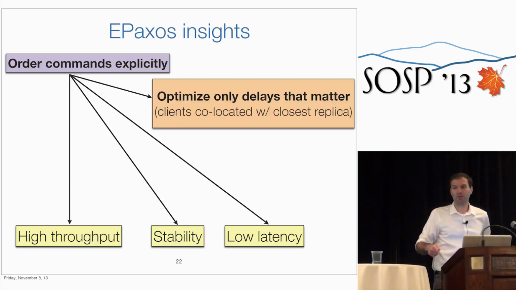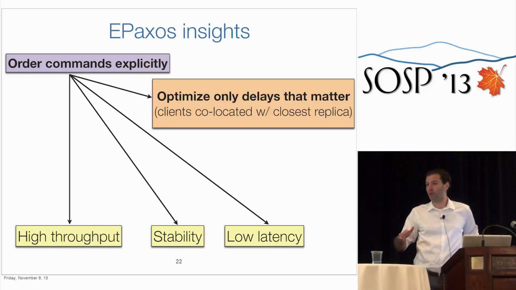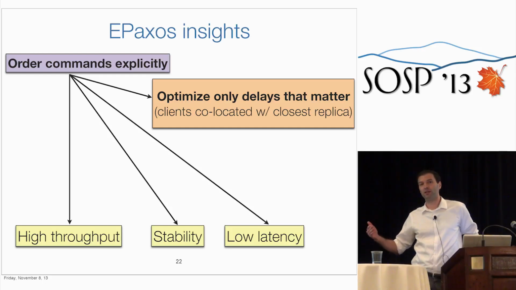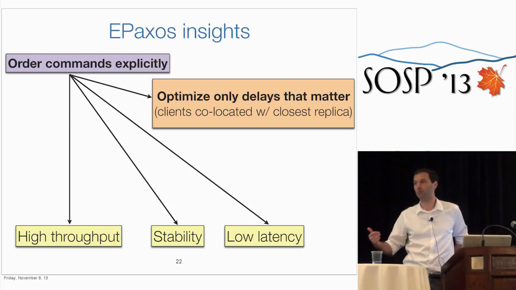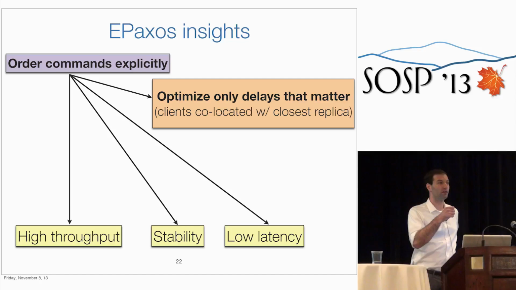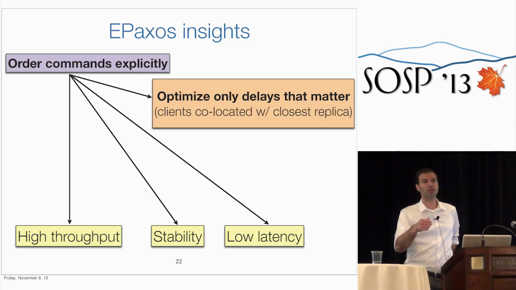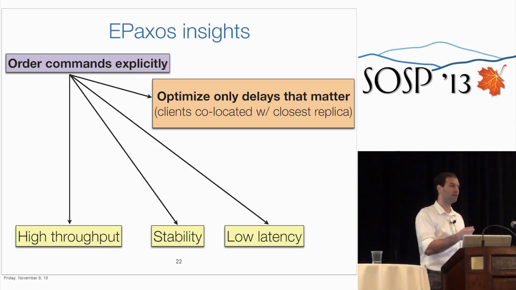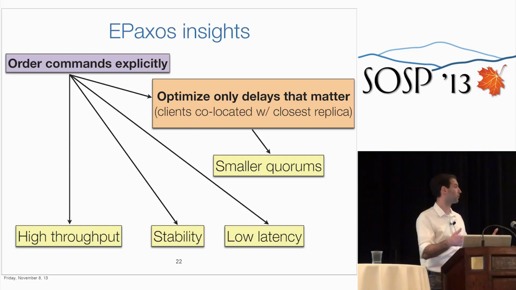But it also allows us to do the following optimization. Optimize away only the delays that matter. Previous Paxos variants that optimized for low latency, like fast Paxos and generalized Paxos, optimized away the message delay between the client and the first replica. Now, in the wide area, clients are usually co-located with their closest replica, so this delay is insignificant. Instead, by not focusing on this, we can focus on making the fast path quorum smaller, which in turn gives us the nice low latency benefit.